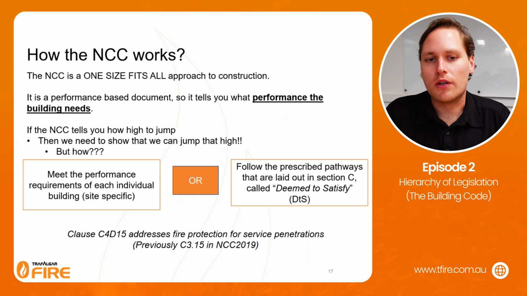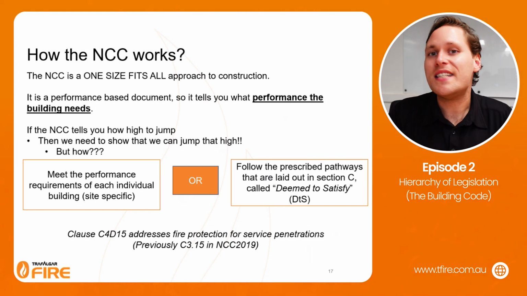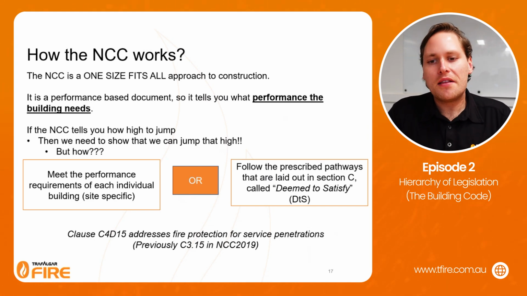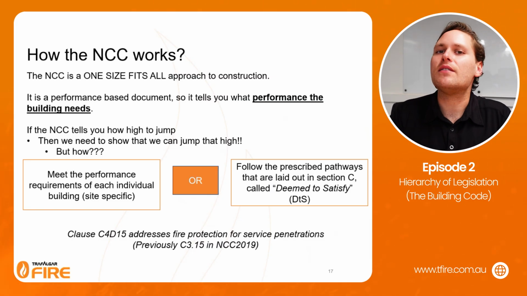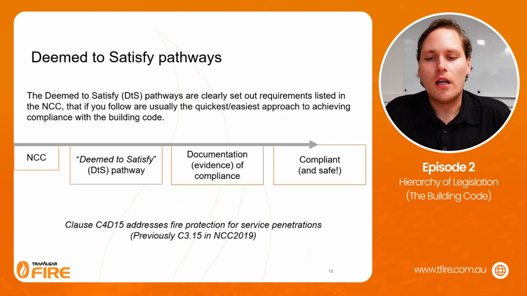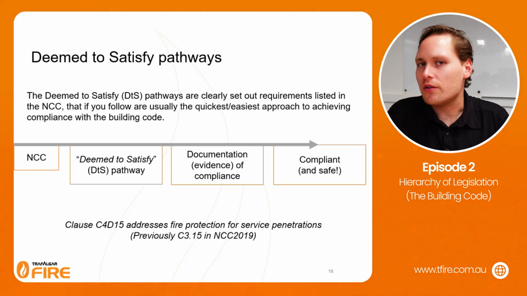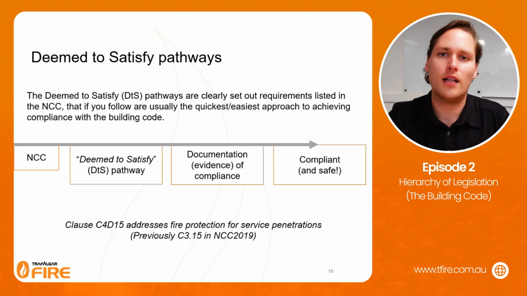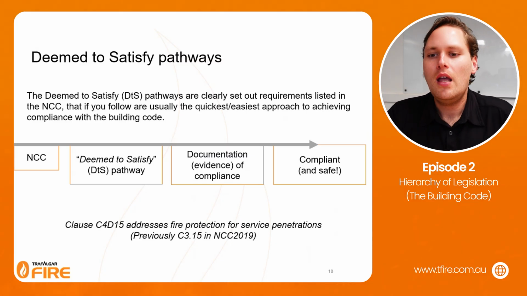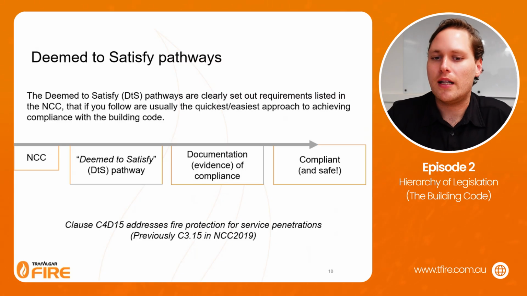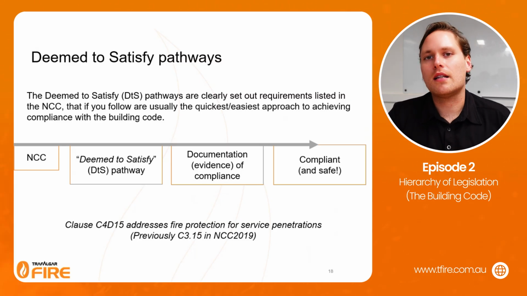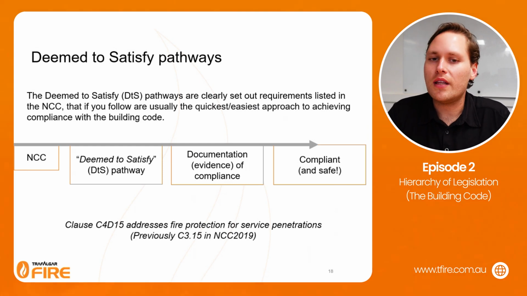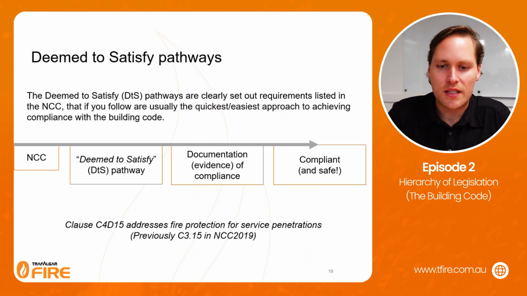Alternatively, there is also what we call a deemed to satisfy pathway, or DTS as we'll refer to. The deemed to satisfy pathway basically gives us a list of steps that we can follow. Prescribed steps which call up certain Australian standards, which we can go and do product testing, system testing to develop the performance and prove that we can meet that level of performance stated in the code. And that should, in theory, provide us with a compliant and safe building. So in today's series, we're really just going to be looking at the deemed to satisfy pathways. So all of the options we'll look at are following deemed to satisfy.